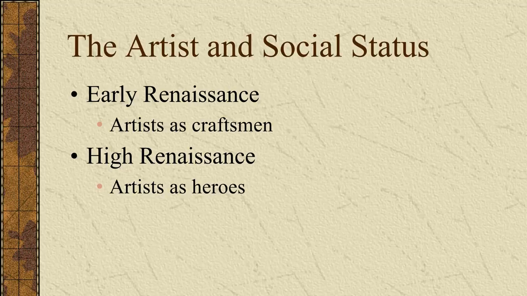And so the status of the artist really changes over the course of the Renaissance. At the beginning, artists are just seen as craftsmen, just like any other, like a blacksmith or goldsmith or silversmith, anything like that. That's what the artist is. They're on the same social level and not really distinguished any more than them.